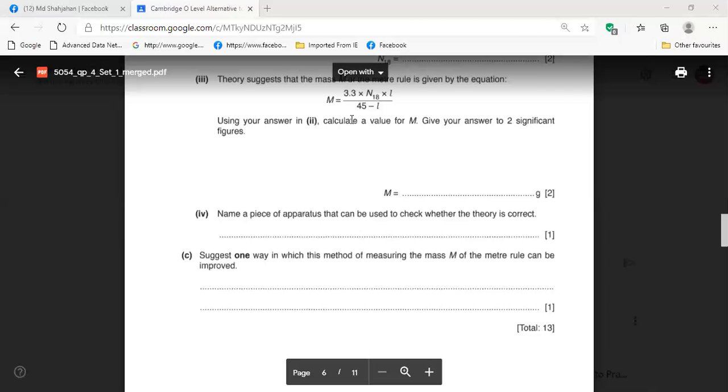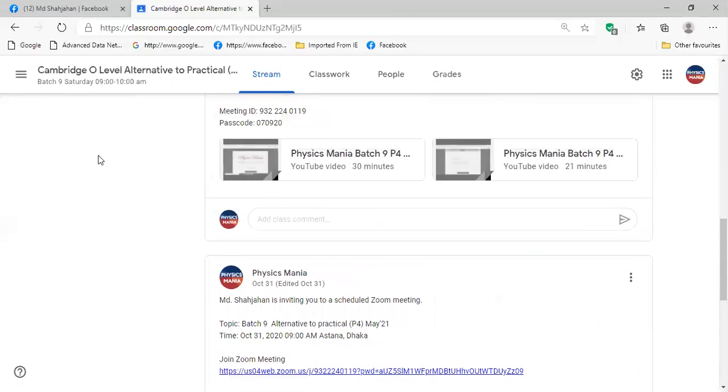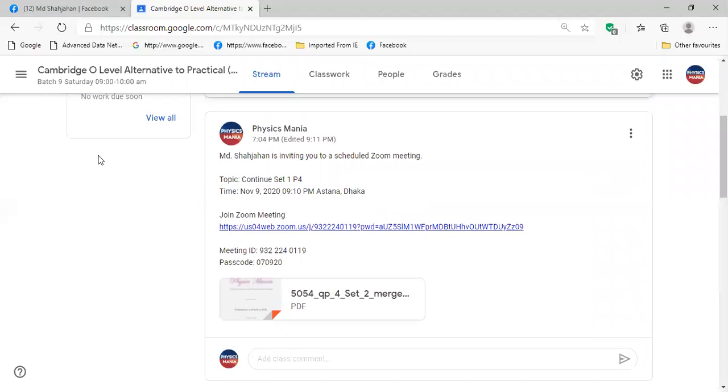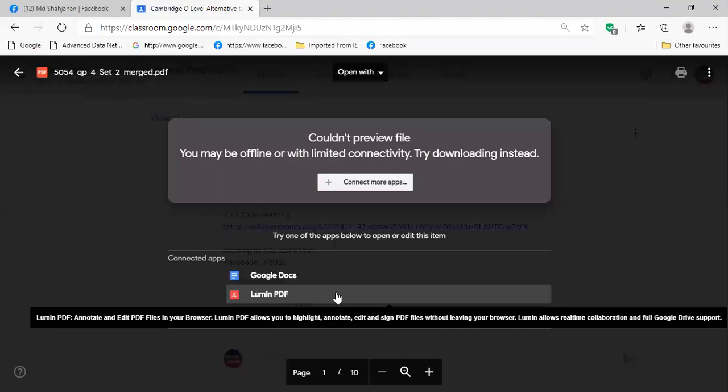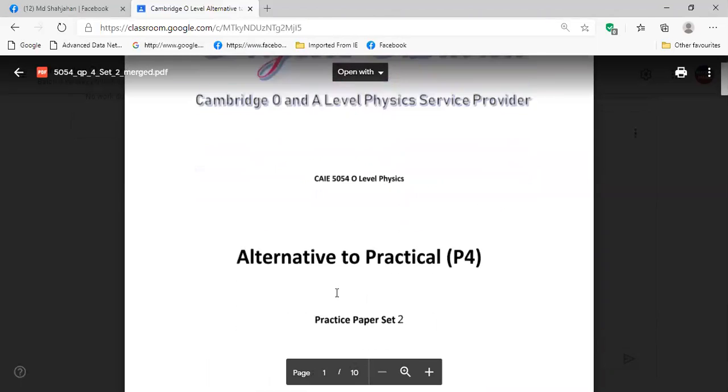Okay, then for our lab work, we have something more to discuss with you. This is set one, done. Then you'll send me your work in PDF format within Friday. And now I'm showing you set two. Sir, which Gmail should I send to? Physics Mania. Our official email address, Physics Mania.